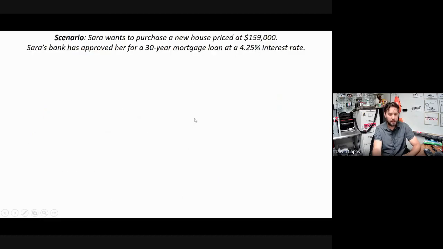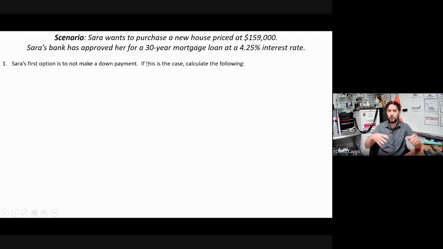Let's move on and look at a scenario here. And so here's our first scenario. Sarah wants to purchase a new house priced at $159,000. Sarah's bank has approved her for a 30-year mortgage, meaning it's going to take her 30 years to pay off this loan, and they're going to charge her 4.25% interest rate.